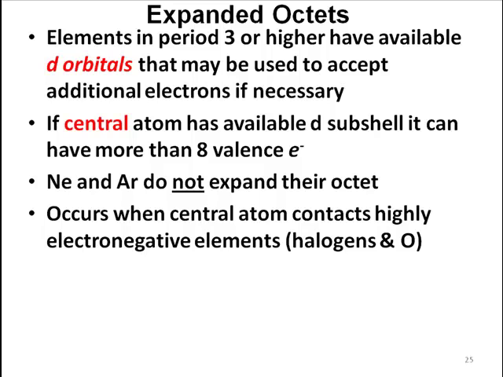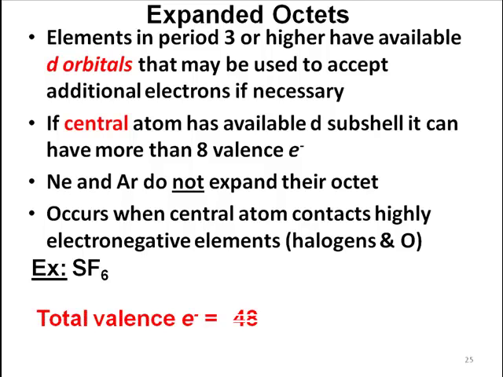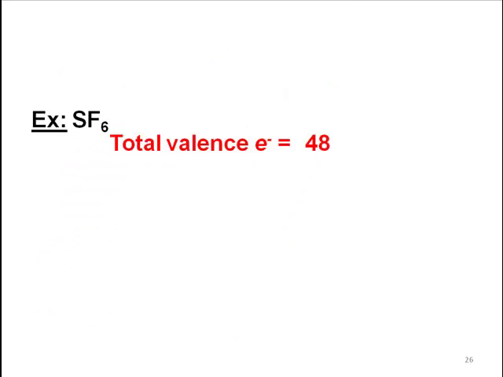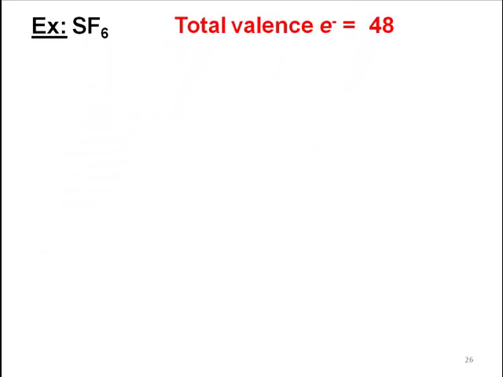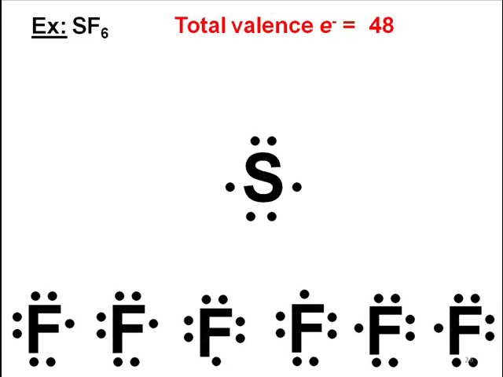This occurs when the central atom contacts highly electronegative elements, such as fluorine, chlorine, bromine, halogens, and oxygen. This here is a prime example, sulfur with 6 fluorines, SF6. The total valence electrons in SF6 is 48 valence electrons. It's got 48 valence electrons that we would have to put around it.